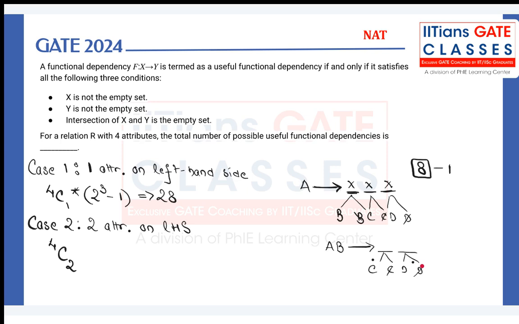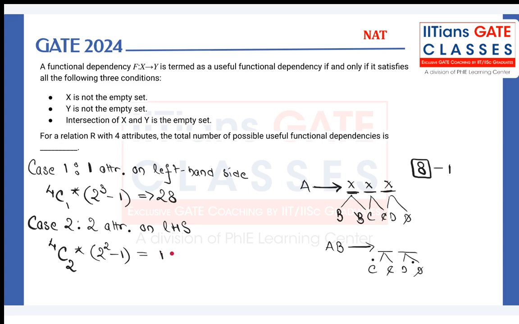Think and answer 3, because I have to remove the fact that Y is empty. So 2 to the power 2 minus 1. What is the answer? 3 by 2, 6 into 3, 18. Right? 18 should be the answer.